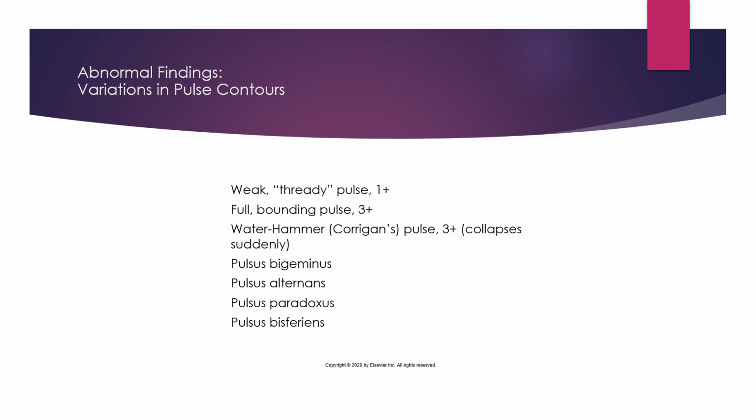A full bounding pulse, that's easily palpable, and you feel it very well under your fingertips. A water hammer pulse, this is greater than normal force, and then it collapses suddenly. Then you have pulsus bigeminus. This is rhythm coupled. Every other beat comes early, or a normal beat followed by a premature beat. Force of premature beat decreased because of shortened cardiac filling time. This could indicate a PVC, a premature ventricular contraction, some type of conduction disturbance.